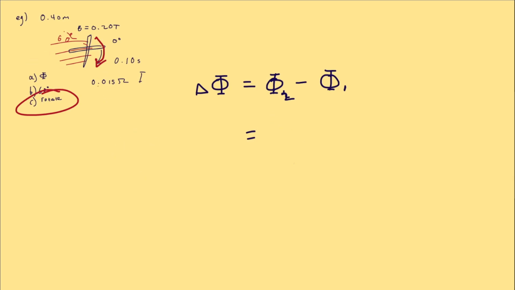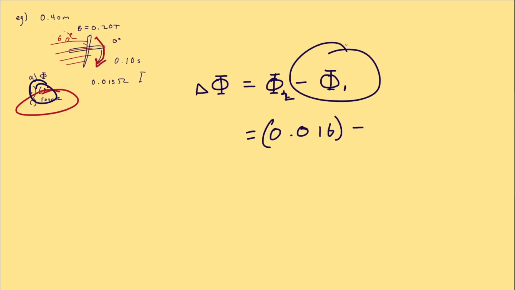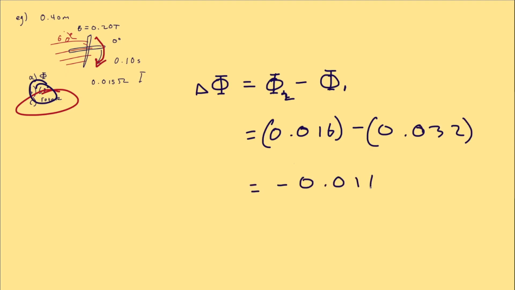So the flux after this rotation is the flux at 60 degrees, which we found as 0.016, minus the flux initially, which is the flux at 0 degrees, and we found this as 0.032. This is equal to negative 0.016 Webers of flux. So we know the difference in flux between our starting angle and our finishing angle. How about the time interval? The time interval is 0.1 seconds.